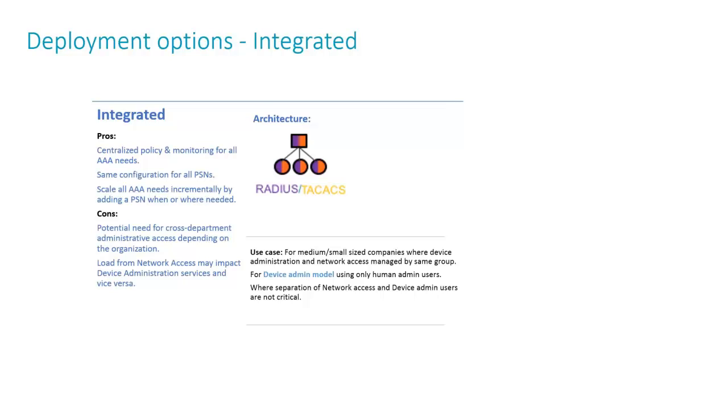So the disadvantage is that, if you have multiple departments or multiple business units managing both Radius and TACACS, you need coordination between them, and also you need to understand the load of network access versus device admin and make sure they don't interfere with each other.